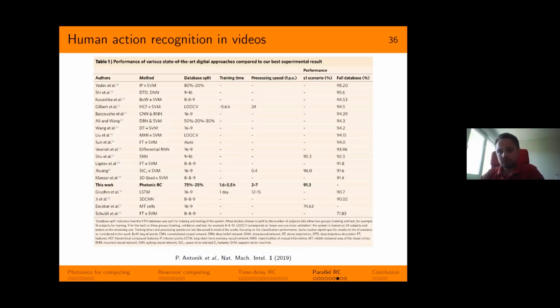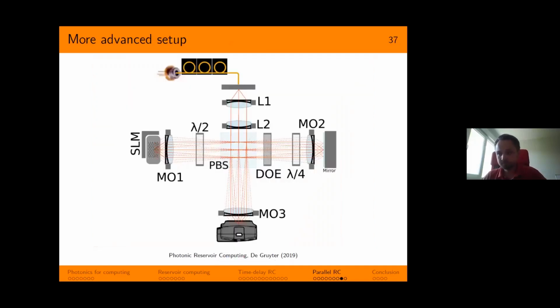We used a reservoir computer of maximum size of 16,000 nodes, and we obtained an accuracy above 91% on this database. And you can see that our results are actually comparable to state-of-the-art results obtained with deep learning, but on digital computers, whereas we report what we have obtained on a photonic setup.